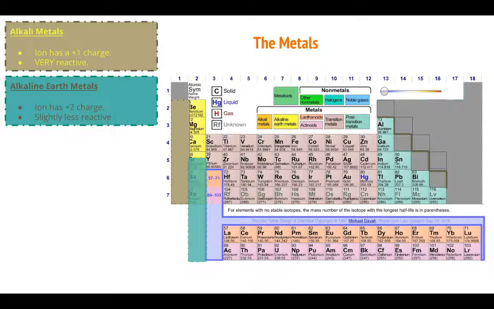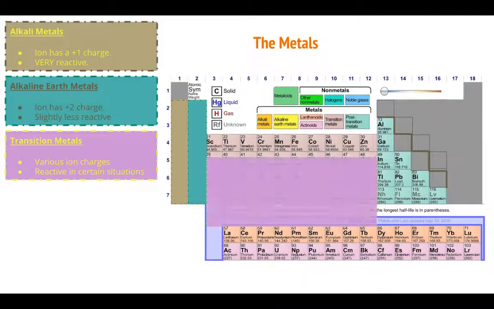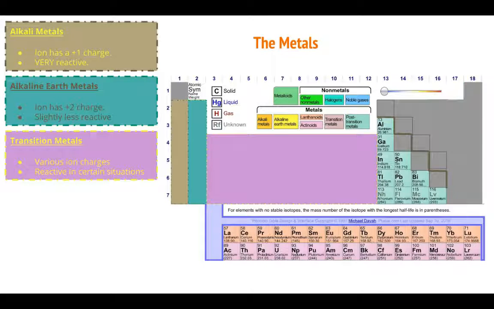Right next to them we have the alkaline earth metals, which when an atom of an alkaline earth metal ionizes, it has a +2 charge, which makes it slightly less reactive, but still overall pretty reactive. And we have this whole block in the middle, which are the transition metals. They have various ion charges and react in certain situations in different ways, depending on what they need to do at the time. There's some really interesting electron chemistry that happens there, but we don't need to get into that too far.